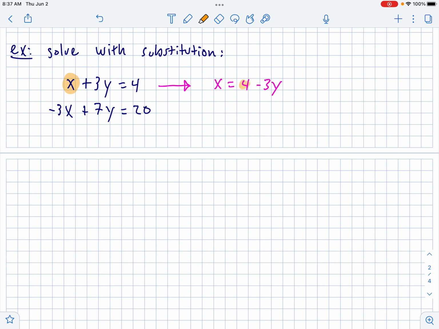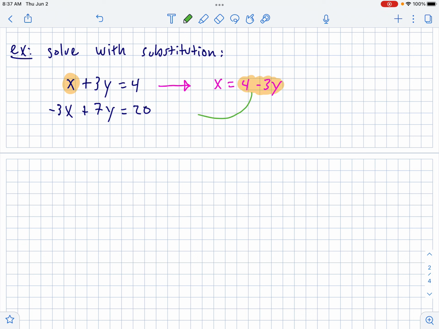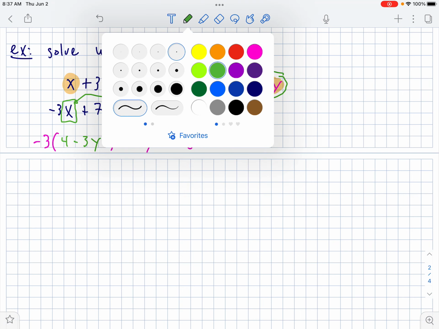Now, what we're going to do is take this 4 minus 3y, and then we're going to substitute it into this x spot right here. So I'm going to rewrite the bottom equation, but instead of x, I'll put in a 4 minus 3y. So we get negative 3, then a big parentheses, plus 7y is equal to 20. So I just rewrote the bottom equation, but instead of x, I put a big gap because I'm going to make x what I solved for in the first equation. So I'll put a 4 minus 3y in there.